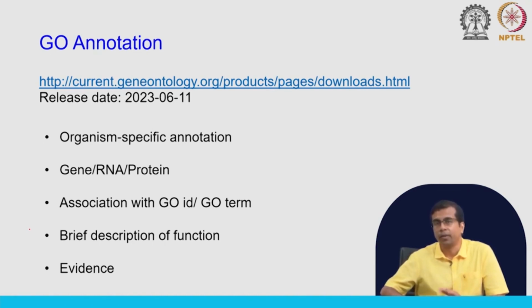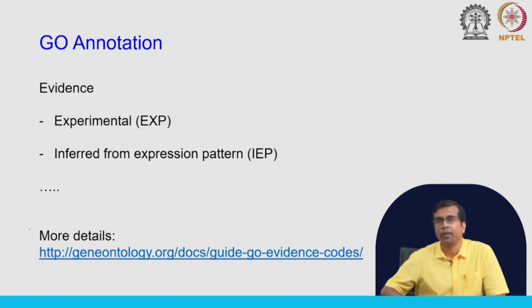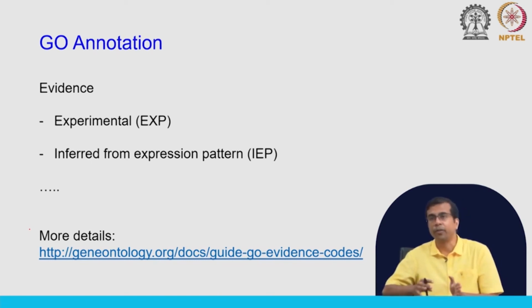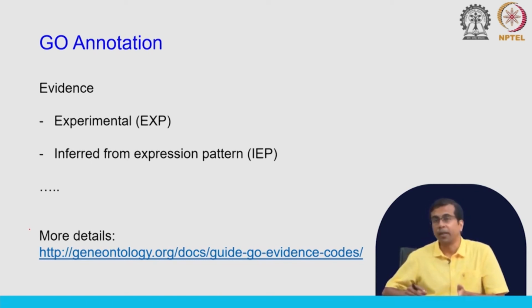Here in the annotation you are associating the genes with the GO ID or GO term, and hence associating them with specific functions. For the evidence part, you will see in the data there are a lot of details on how these evidences are collected, how they find which gene is doing which function in the cell. It could be experimental evidence, determined experimentally in the organism, but sometimes this is not possible. So it may also be inferred from expression pattern or inferred from computational analysis.